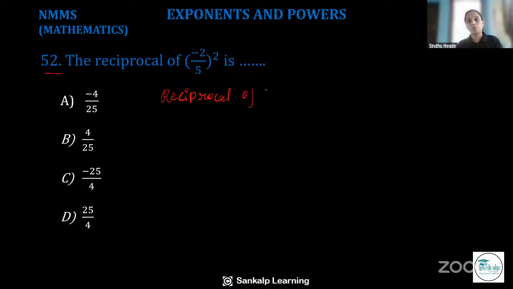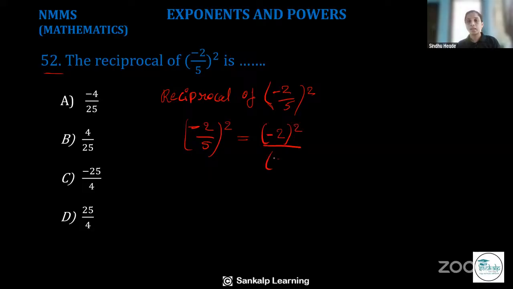The reciprocal of minus 2 by 5 the whole square. This is the given number in the question. First we will find the answer for this one and later we can calculate the reciprocal. So first, minus 2 by 5 the whole square. I will write numerator and denominator separately. So minus 2 the whole square divided by 5 the whole square.